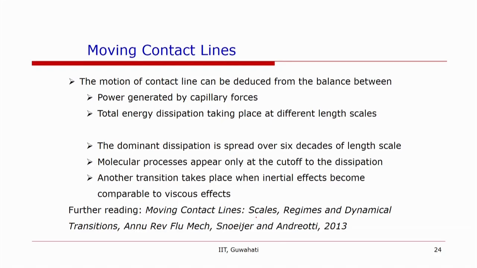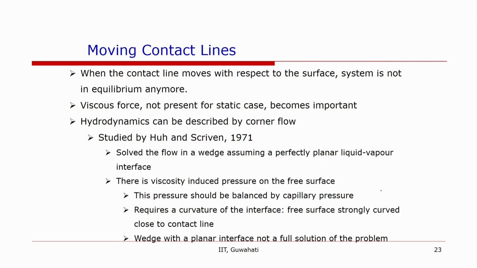you are suggested to go through this paper on moving contact lines in Annual Review of Fluid Mechanics to understand more about it. We will just summarize some of the things here: when we have a static contact angle, then the system is in equilibrium, but when the contact line is moving, then of course the system is not in equilibrium anymore. And in the static case, because there is no velocity, there is no role of viscosity, but the viscosity becomes important in these cases, and the viscous forces scale as mu u over r, where r is the distance from the contact line. As we move towards the contact line, this becomes a very dominant force.